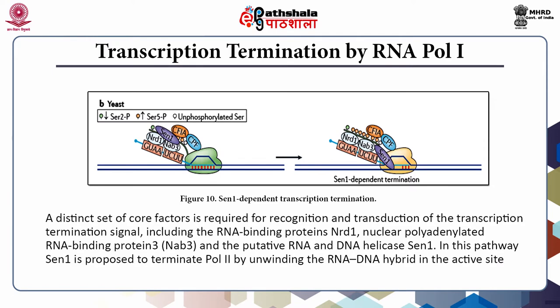A distinct set of core factors is required for recognition and transduction of the transcription termination signals, including the RNA binding protein NRD1, nuclear polyadenylated RNA binding protein 3, NAB3, and the putative RNA and DNA helicase SEN1. In this pathway, SEN1 is proposed to terminate transcription by polymerase 2 by unwinding the RNA-DNA hybrid in the active site.